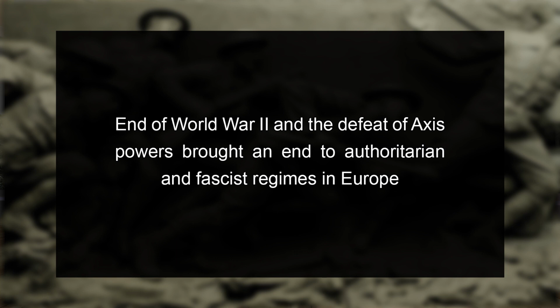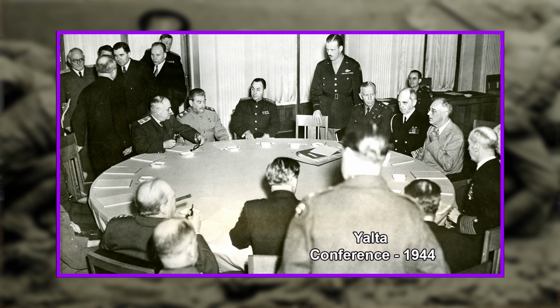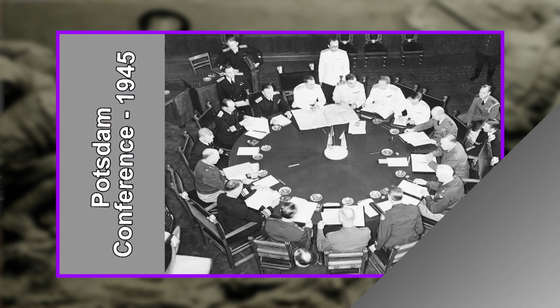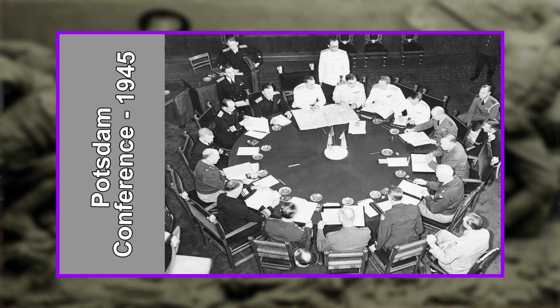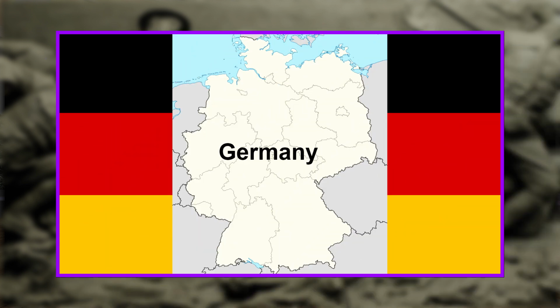First of all, the end of World War II and the defeat of Axis powers brought an end to authoritarian and fascist regimes in Europe. Large European populations living under fear and suppression were liberated. At the Yalta Conference in 1944 and then at the Potsdam Conference in 1945, the Allied powers decided that Germany would be split into occupational zones, that there would be border adjustments, and that Germans living in Eastern Europe would be relocated to Germany proper.